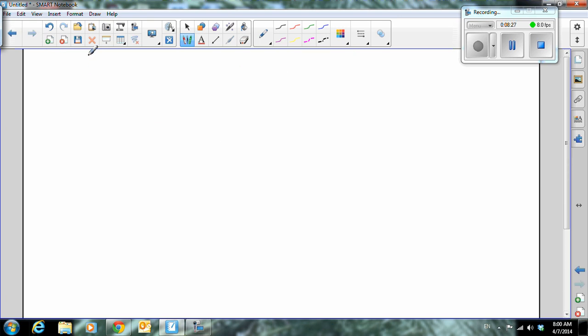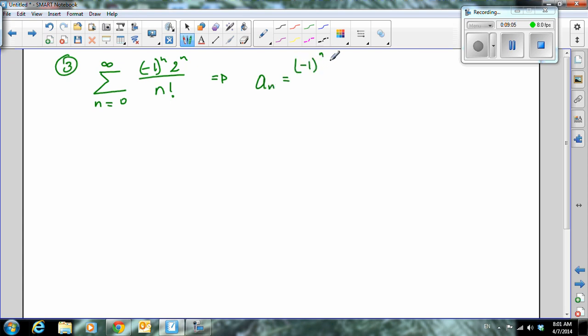So the first one, I had 3 already, so let me put example 3. I will say the sum as n approaches 0 to infinity of negative 1 to the power of n, 2 to the power of n over n factorial. Well, the first thing you have to do is write s of n. So from here, I will say s of n is equal to negative 1 to the power of n, 2 to the power of n over n factorial.